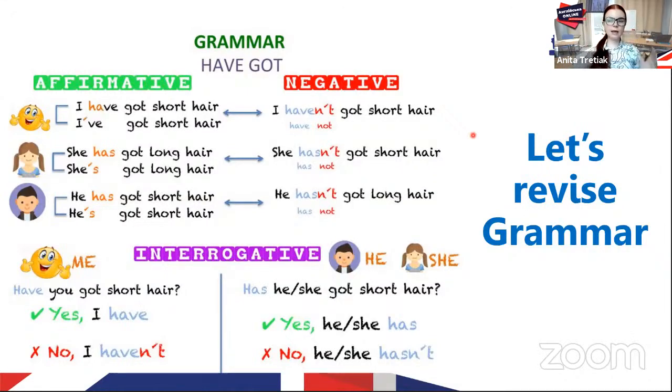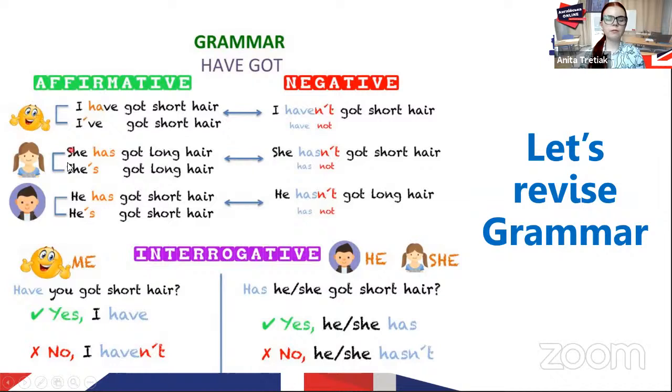Or you can talk about your appearance. So what about me? I have got long red hair. So we use have got to talk about possessions, like the pens you have or something else that you have, and also your appearance, like hair, eyes, and so on. Well, let's move on. Talking about have got, we have three forms of sentences: affirmative or positive, when you share the information; negative, when you say no; and interrogative or question form, when you ask somebody. And now let's see how we change have got according to these things.